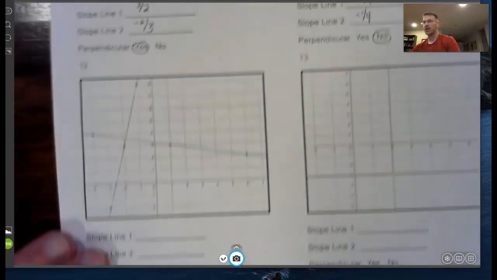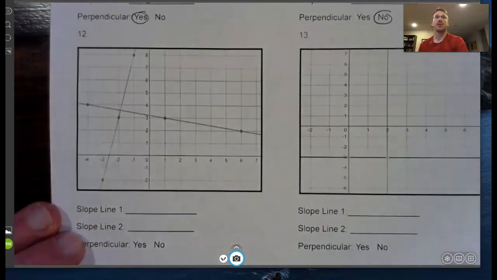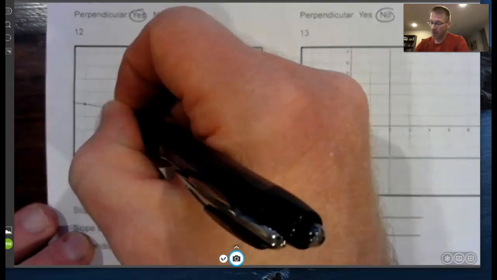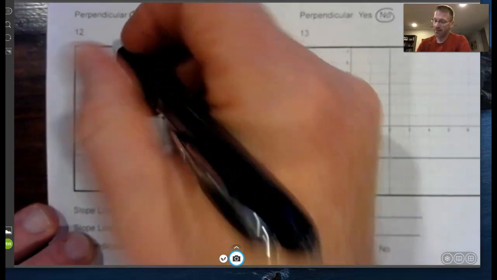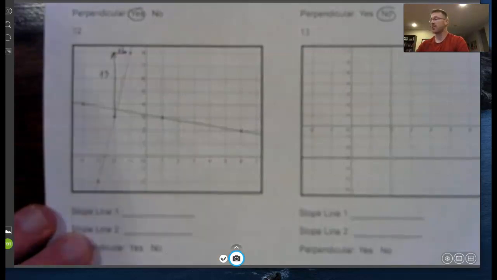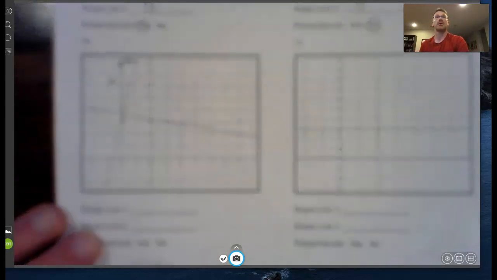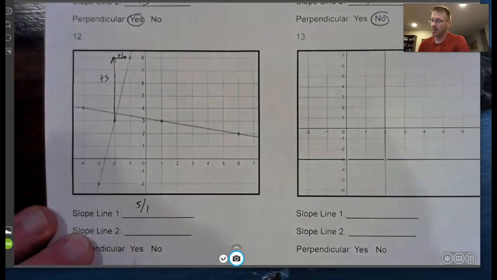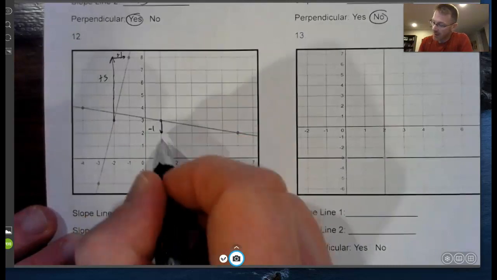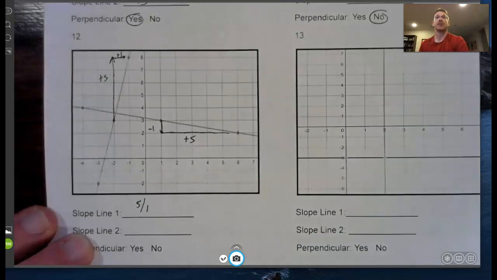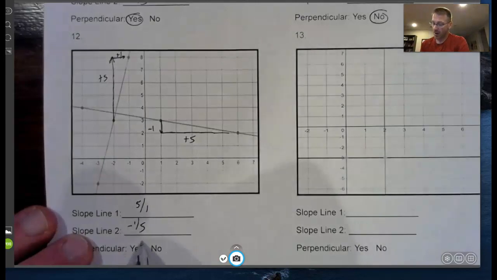Let's do two more together here. So we got problems 12 and 13. Let's look at the slope of the steep line right here. I'm going to go up 1, 2, 3, 4, 5 for my rise, and then over 1. Let me try and get that back into focus for you there. Here we go. So the slope of that first line is 5 over 1. The slope of my second line, I go down 1, and then to the right 1, 2, 3, 4, 5. And that would be -1/5. So they are opposite and reciprocal, so they are perpendicular.